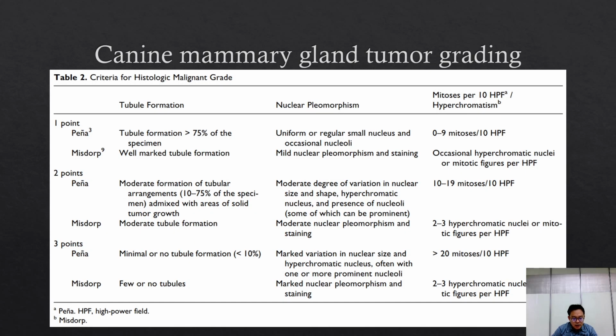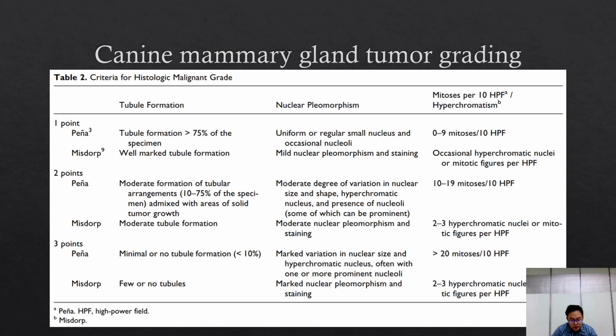Take dog mammary tumor as an example here. The mammary gland tumor could be graded according to this criteria based on the tubular formation, nuclear polymorphism, and the mitotic activity. The degree of tubular formation above 75% gets 1 point. Less than 10% gets 3 points. If the size of the nuclei is uniform, you get 1 point.